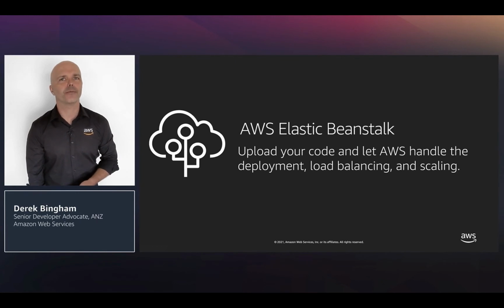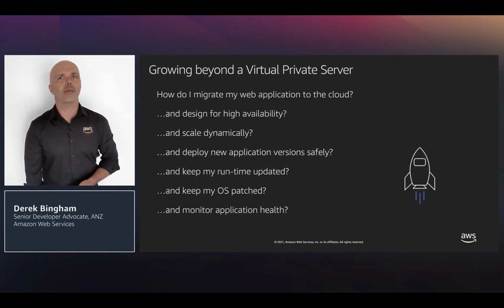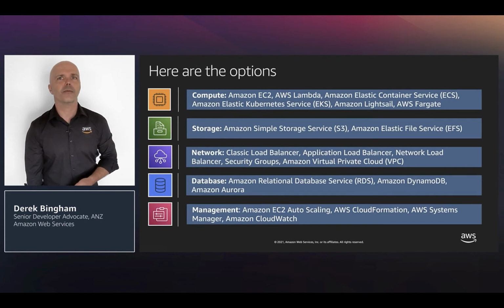When you start out with a web app that you know you want to deploy, deploying it is just one thing. But you do have to do other things like design for high availability, dynamic scaling, and safe version deployments. How do you keep your application runtime updated and the operating system patched? How do you monitor your application's health? Lots of questions. Of course, AWS provides lots of building blocks that allow you to build literally everything.